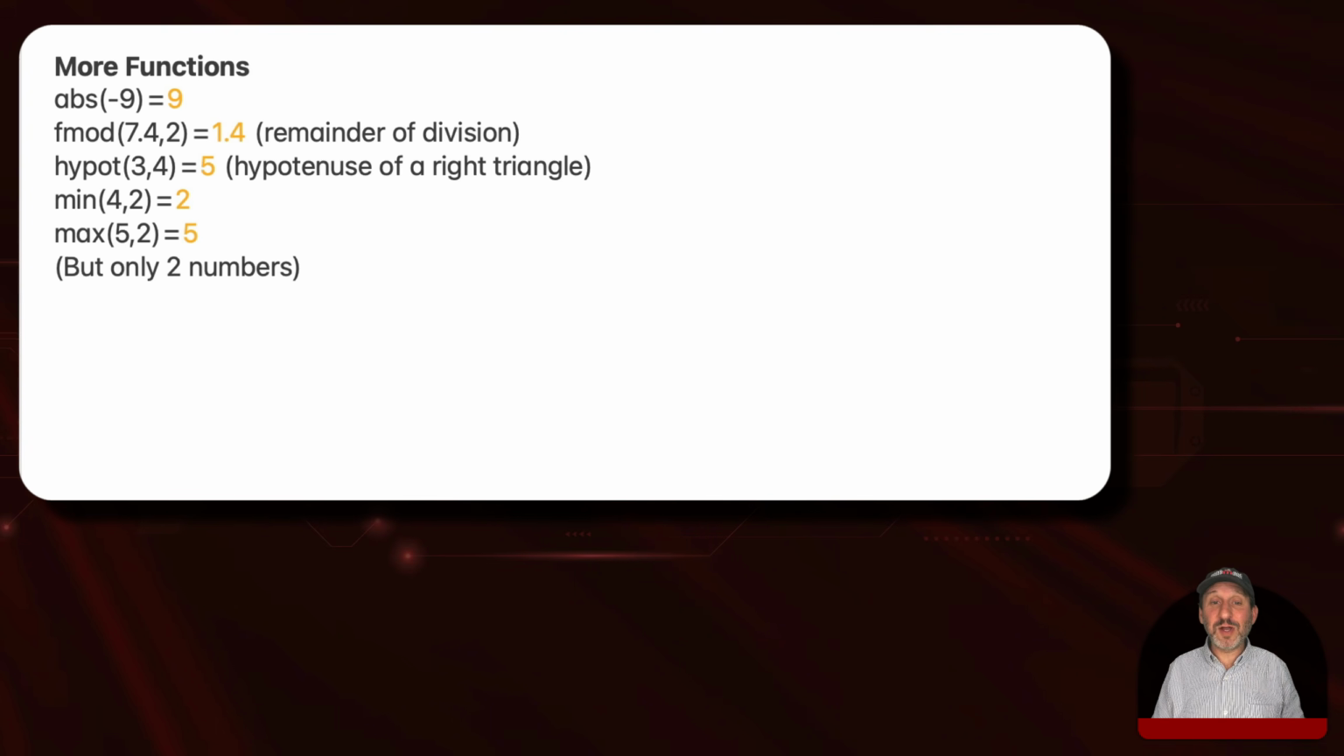So here, if you have a right triangle that's 3 on one side, 4 on the other, the result is 5 for the length of the other side. You've got a min function and a max function, but sadly these only seem to work if you've got two numbers in them. You can't do more.